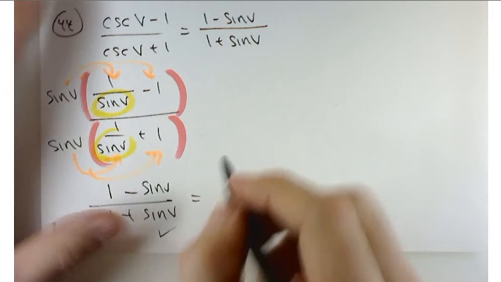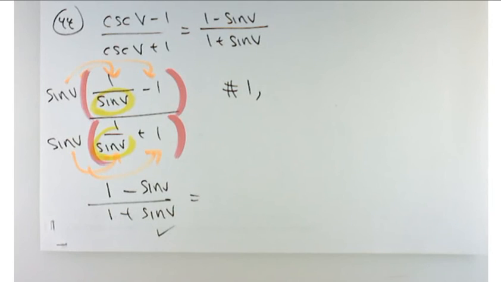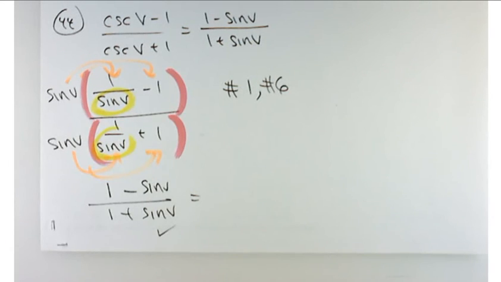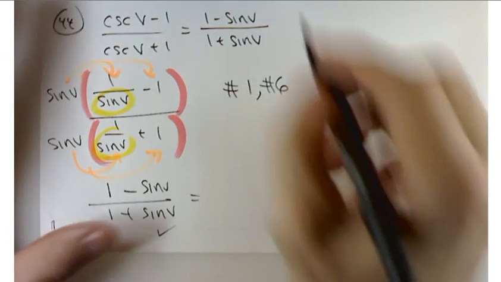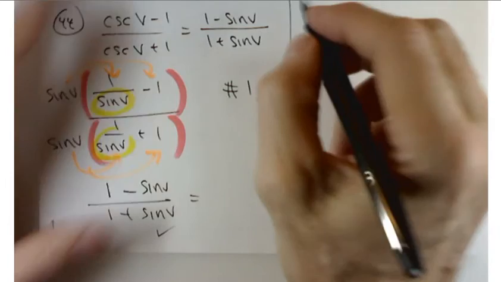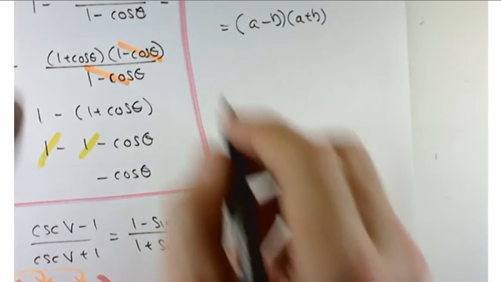So this is kind of an example of number 1, and what else would you do? We wrote everything in terms of sine and cosine, and that was number 6, complex fractions. So it's 1 and 6. You're seeing a lot of different ideas as we go through these things. Now, it's going to vary from problem to problem as to what's going to work best. Let's go up here for problem number 58.